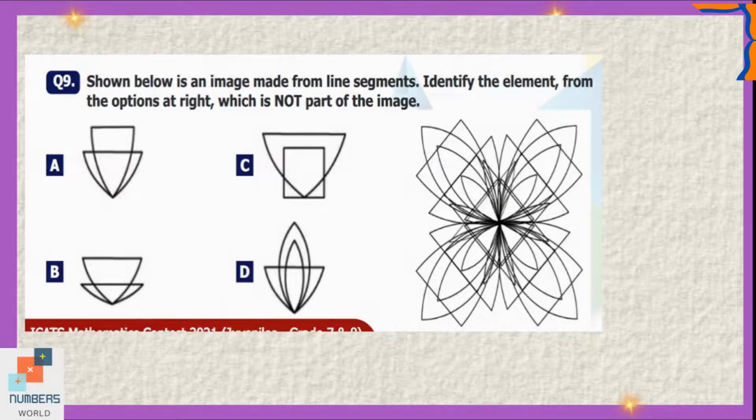Question number 9. Shown below is an image made from line segments. Identify the element from the options at right which is not part of the image. So here you may see the image. All the shapes are starting from the center, from a single point of the image. Option A, B, and D, in these three options, all the shapes are starting from the single point. But in option C, the criteria is not met here. The shape is not matching with the original image. So that's why option C is not part of the image.